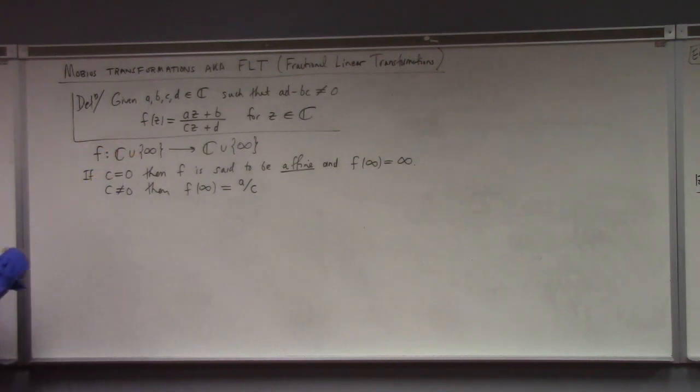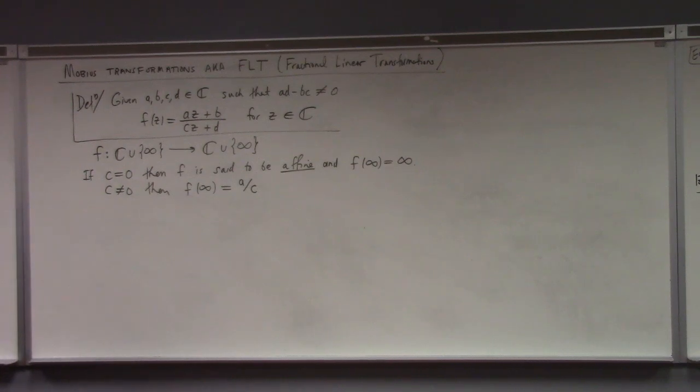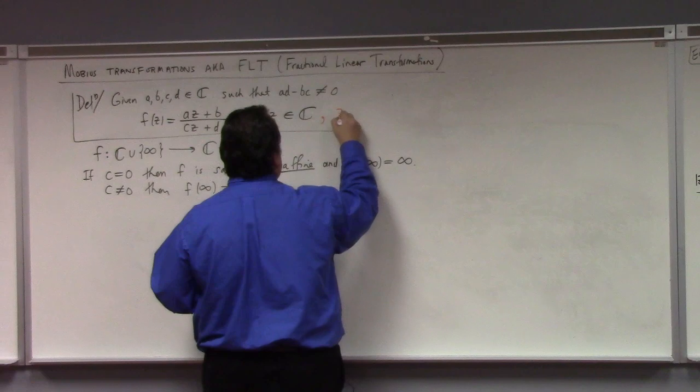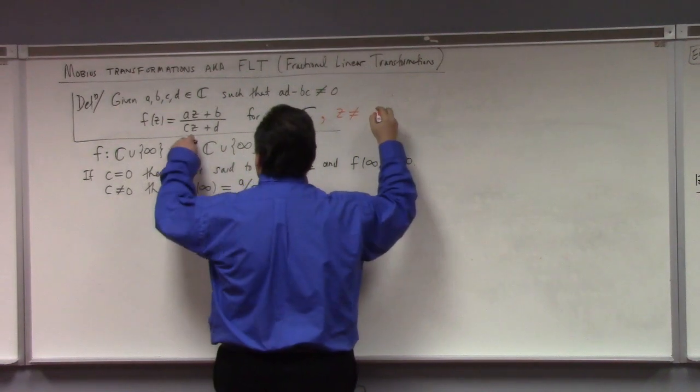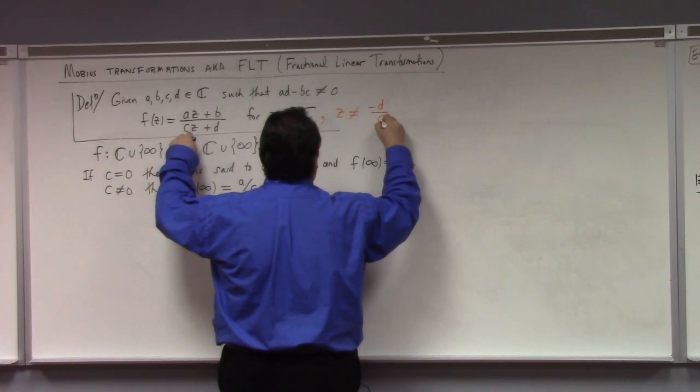Can this formula be defined for any z and c? I mean, is there a problem there? Maybe. We can't have c and d both 0. That would violate the ad minus bc not equal to 0 condition. But your heart's in the right place. So we need z not equal to what? Minus d over c, right?